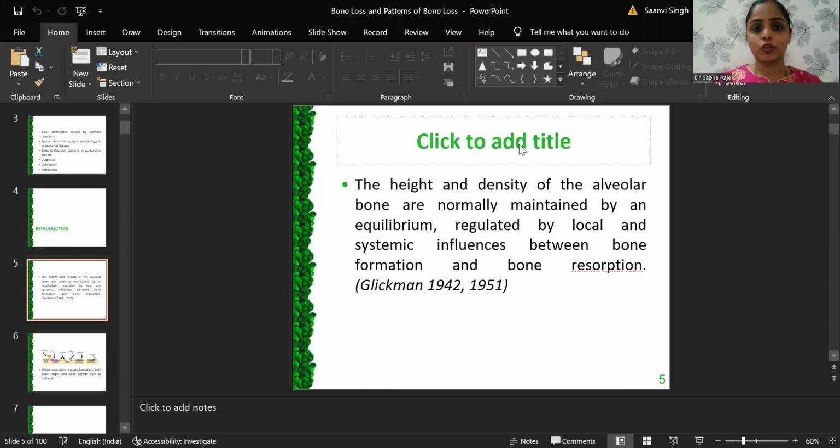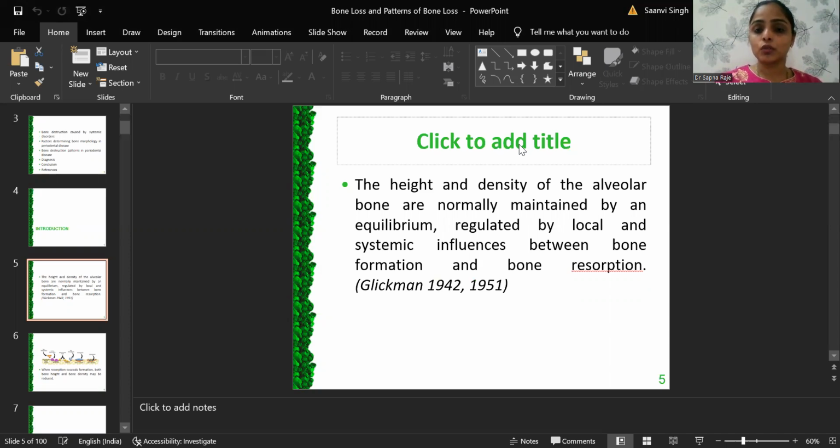So coming to the introduction, the height and density of alveolar bone are normally maintained by an equilibrium regulated by local and systemic influences between bone formation and bone resorption. So the height and density of alveolar bone can be maintained only when there is a balance, regulated between the resorption and the bone formation. Both the processes are taking place simultaneously and equally.